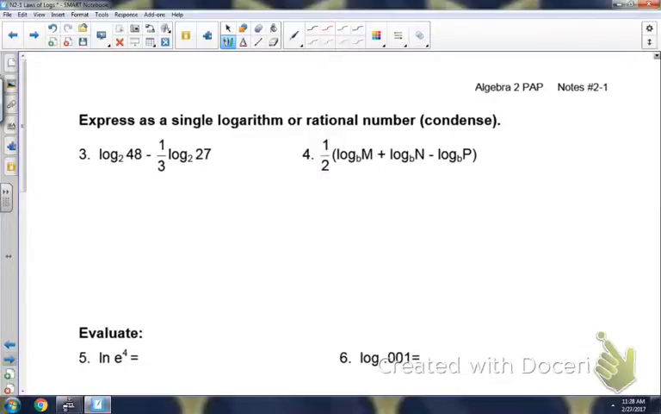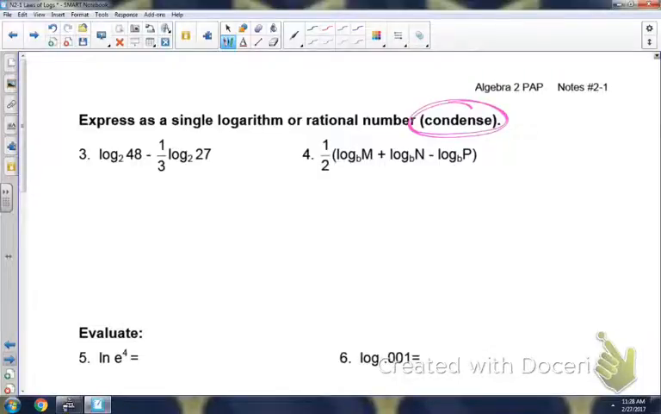If you look at 3, we are expressing as a single logarithm, which means you're going to condense. That means we're going to put it in one log form, where it only has one log. But notice it says a single logarithm or a rational number. So if you can actually evaluate it at the end, make sure you go another step.